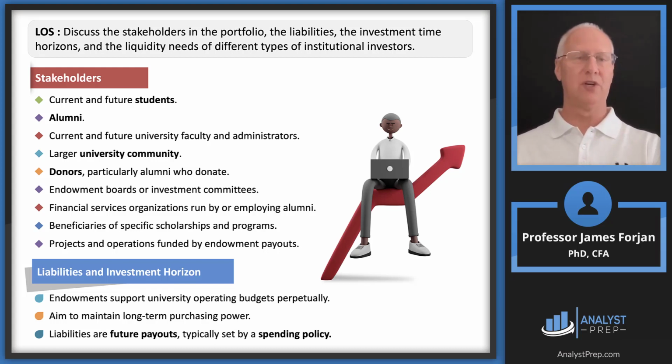Now, the liabilities. This is determined by pretty much the president of the college in conjunction with the board of trustees. And what they'll say is something like, we would like to take 5% of the fund and put that into our annual operating budget. 5%. Could be 4%. I think the reading might even suggest 2% to 7% or something like that.